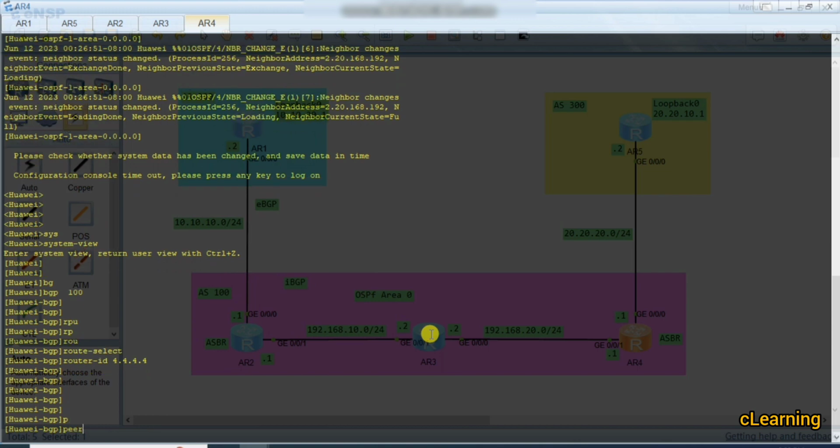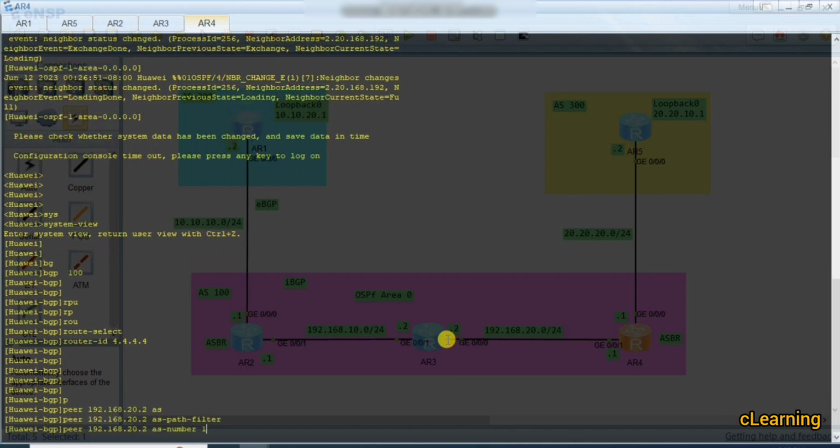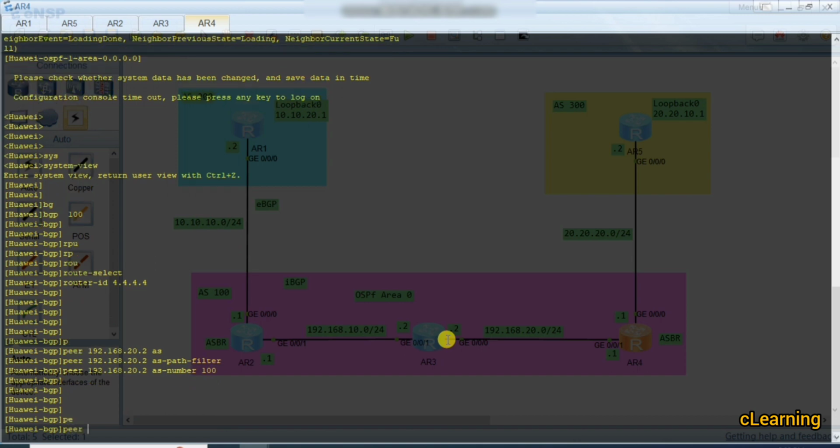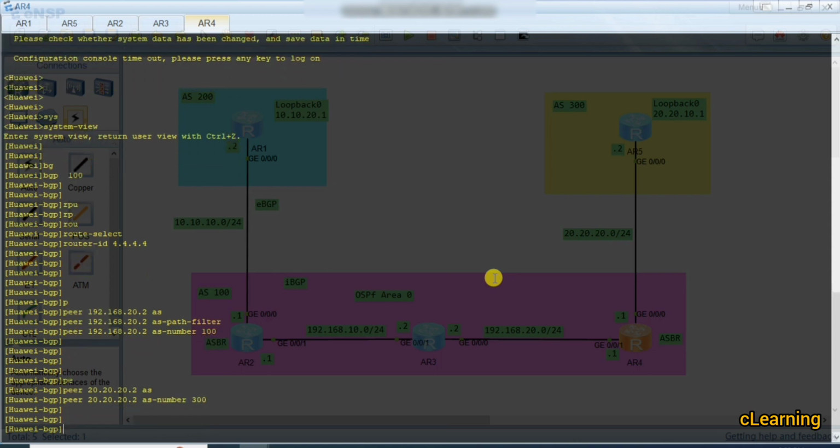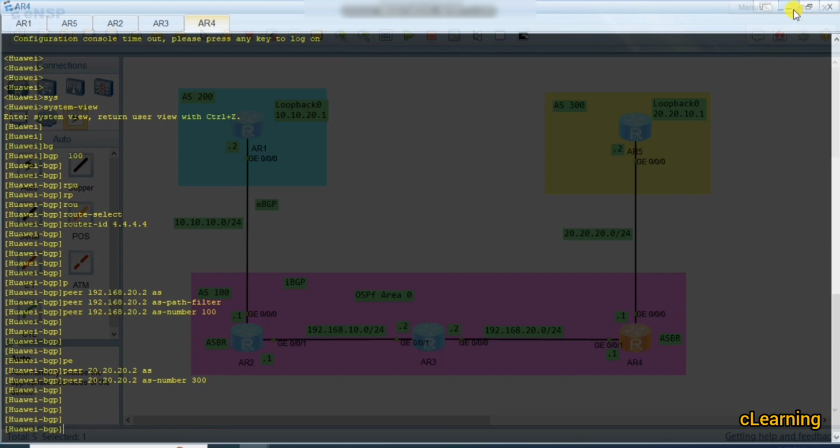Now we create an iBGP peer first, 192.168.20.2, which is this 20.2, and the AS number is 100. Now we create an eBGP peer, 20.20.20.2, and the AS number is 300. The peer exists in AS number 300. Now we create the eBGP here as well.